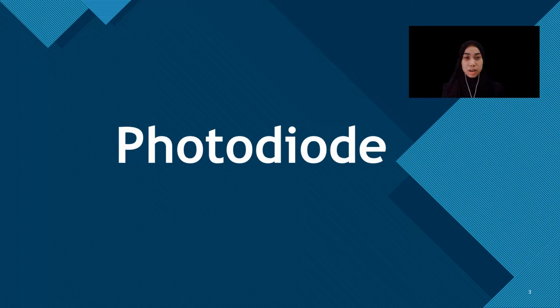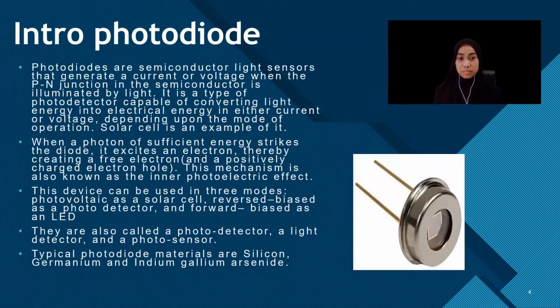In this video, I am going to talk about one of the semiconductor devices, which is the photodiode. Photodiodes are semiconductor-like sensors that generate a current or voltage when the PN junction in the semiconductor is illuminated by light. It is a type of photodetector capable of converting light energy into electrical energy in either current or voltage, depending upon the mode of operation. A solar cell is an example of it.